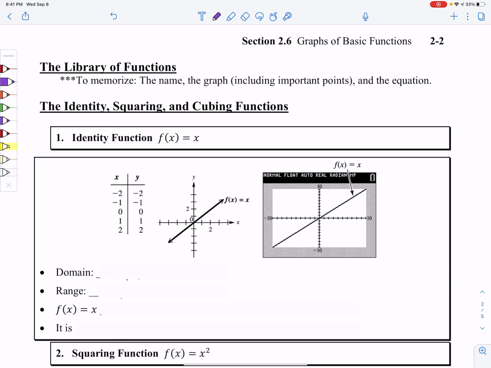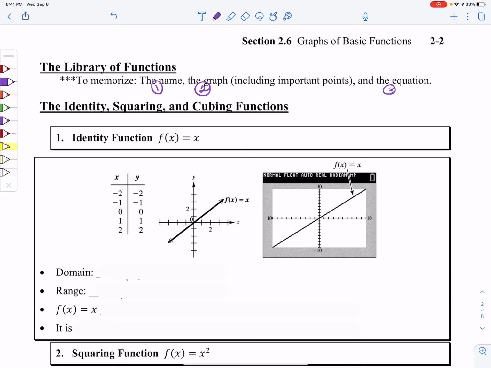Now, notice that for the library of functions, I'm asking you to memorize 3 things. There's no way around this. You just simply have to memorize. So you need to know the name of every function. You need to know what the graph looks like. And this includes some important points. So not just the generic shape, but you actually need to know specifically where this parent function lies. And then thirdly, you need to know the equation. These are the 3 things that you need to memorize about every one of these parent functions. And that's what I'll be calling them, the parents.